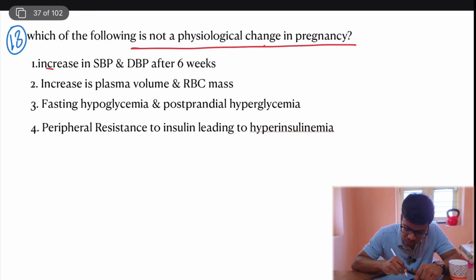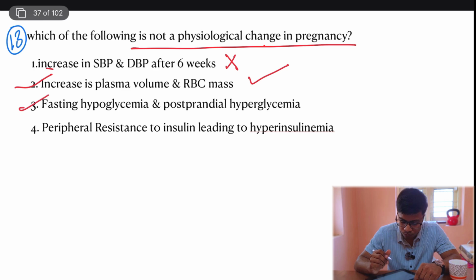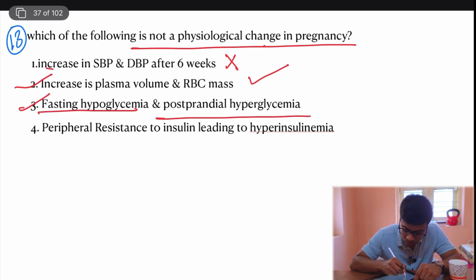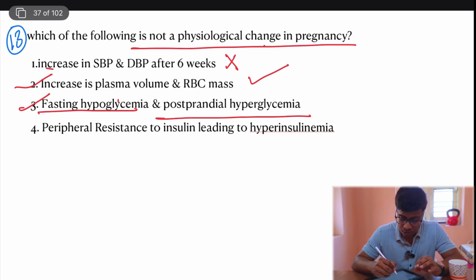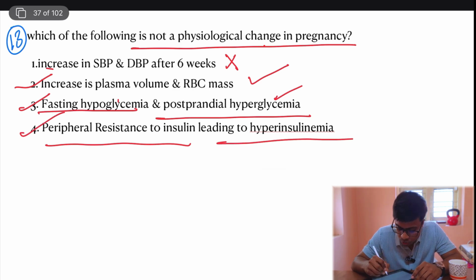Increase after 6 weeks? Increased plasma volume and RBC? Yes, it is, because it is an adaptation for pregnancy. A mother needs to feed a child. Apart from that, fasting hypoglycemia and postprandial hyperglycemia. Yes, fasting hypoglycemia, because the fetus feeds on the mother's energy, and postprandial hyperglycemia will also be there in a female, of course. Peripheral resistance to insulin leading to hyperinsulinemia? Yes, it is there. Peripheral resistance will be there.